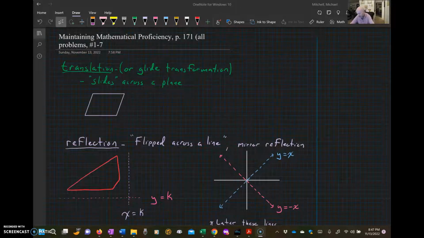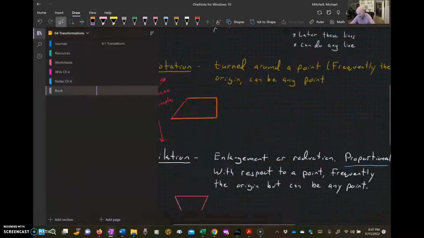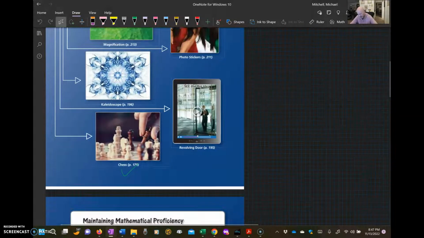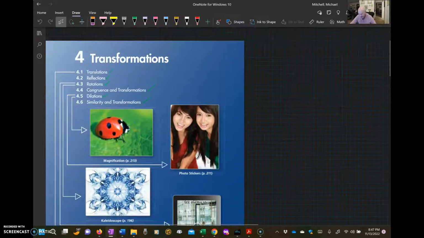So we're going to start looking here at chapter 4 right away. We'll take a look at this book thing right here. This is the first page in there. These are your sections. We're going to talk quick translations, reflections, rotations, and dilations a little bit. Congruence and transformation. You're going to see some of that in here in a second. And similarity and transformation.